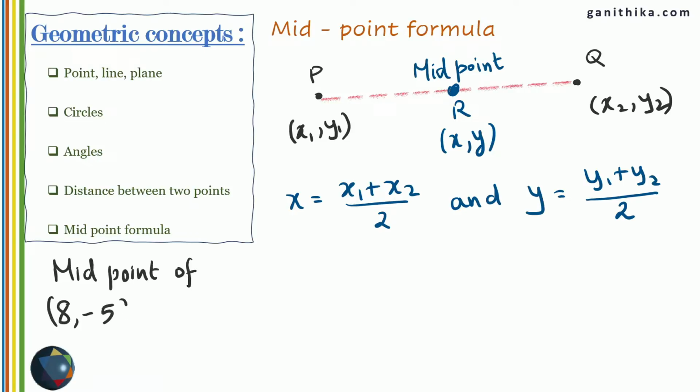So for example, if you want to find the midpoint of (8, -5) and (4, 1), how will you find it? Use the formula and find the midpoint. Are you ready? I'm going to give you the answer now.